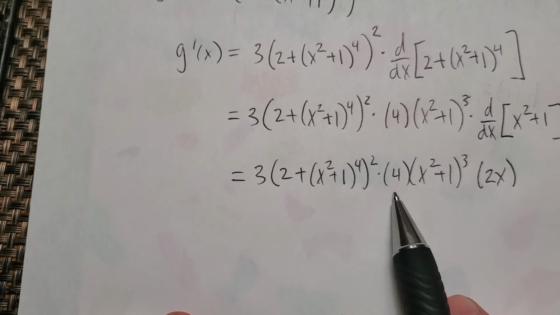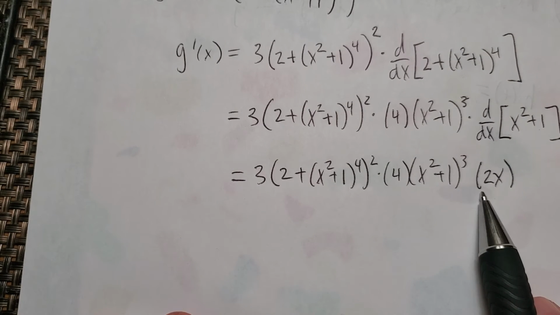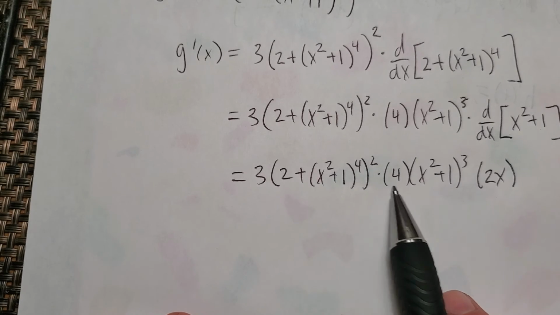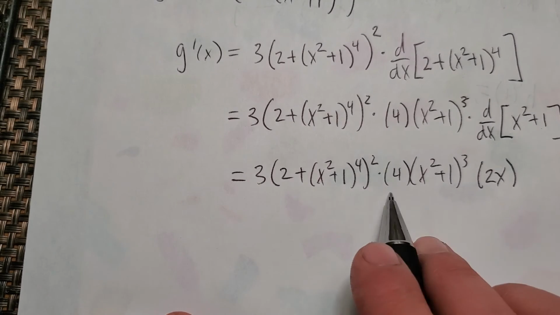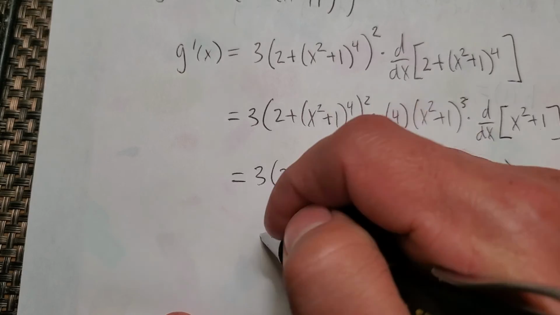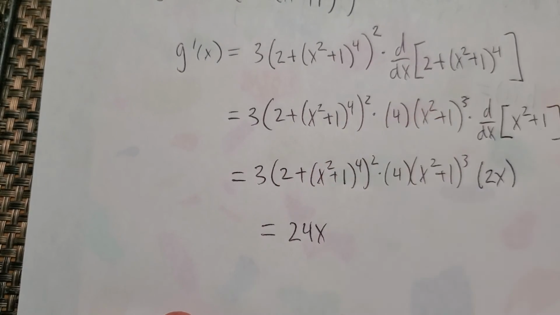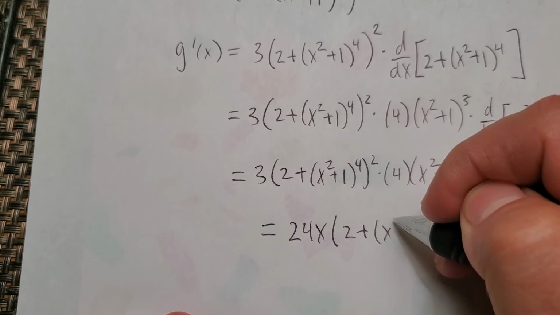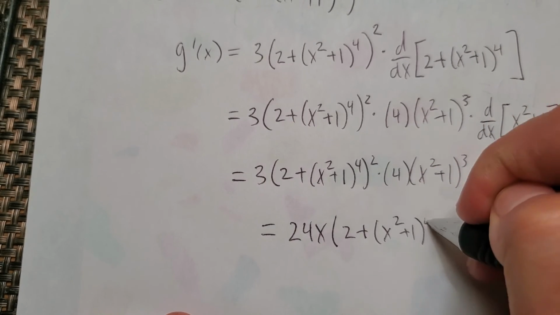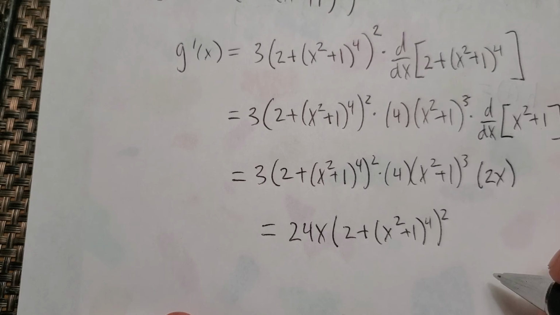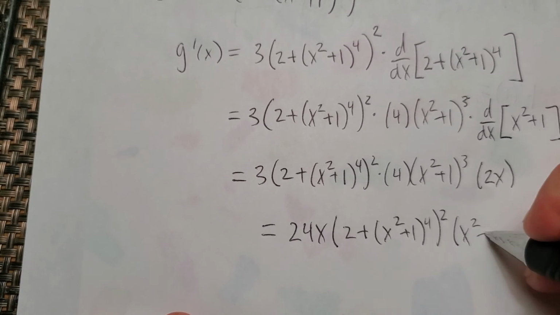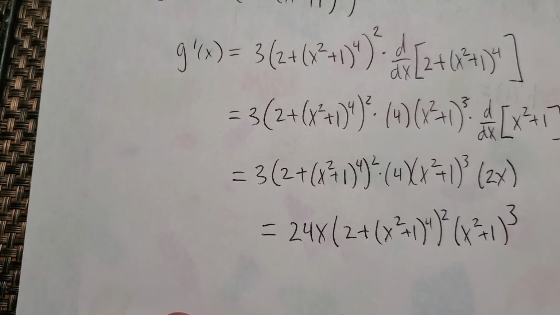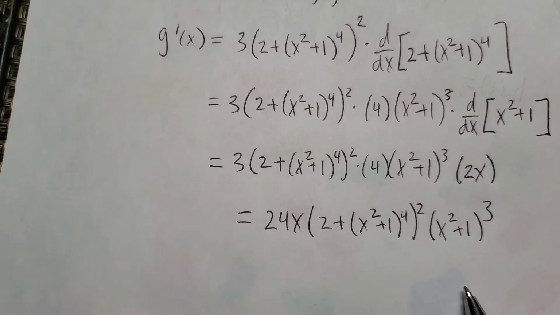So what can we simplify? We can combine all of the outside coefficients. So 3 times 4 times 2x. Well, 3 times 4 is 12. Times 2x is 24x. Times 2 plus quantity x squared plus 1 to the 4th power, squared, times x squared plus 1 to the 3rd. And that's pretty much all we can do here.